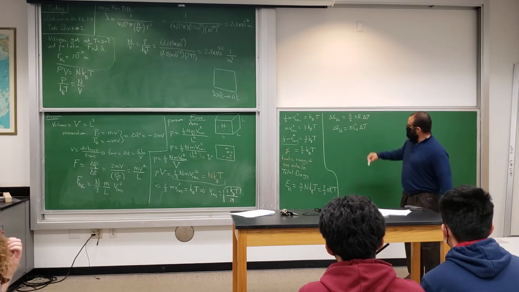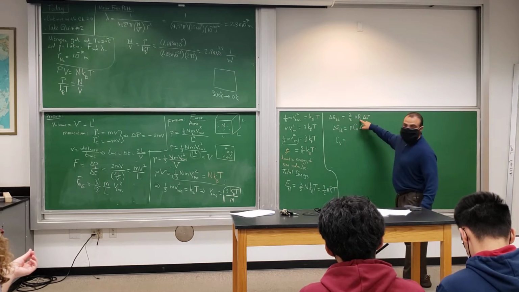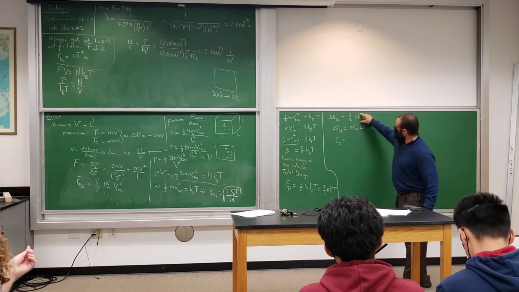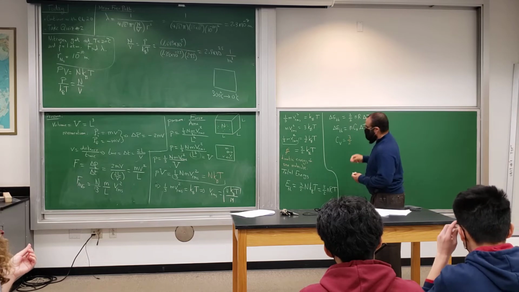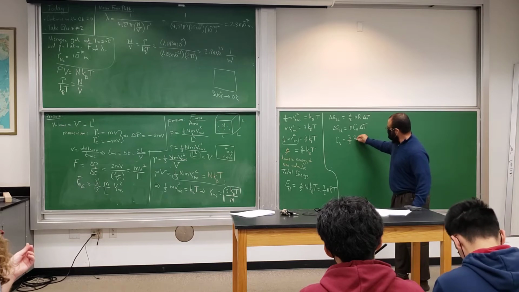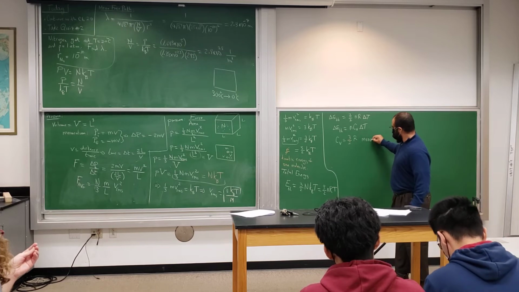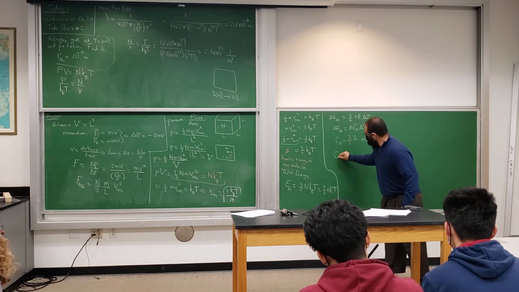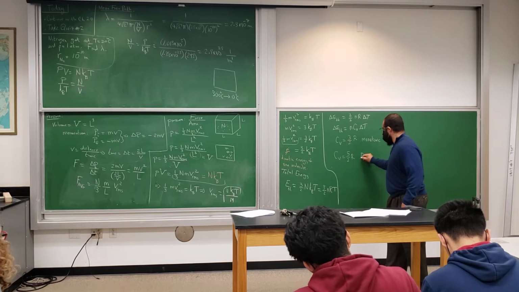So compare the 2 equations. What do you get? CV is what? 3 over 2R, by comparing the two, right? Delta T and n are the same, so the 3 halves R must be the CV. So that's CV for monatomic. If we had diatomic, we would have CV equal to 5 halves R.